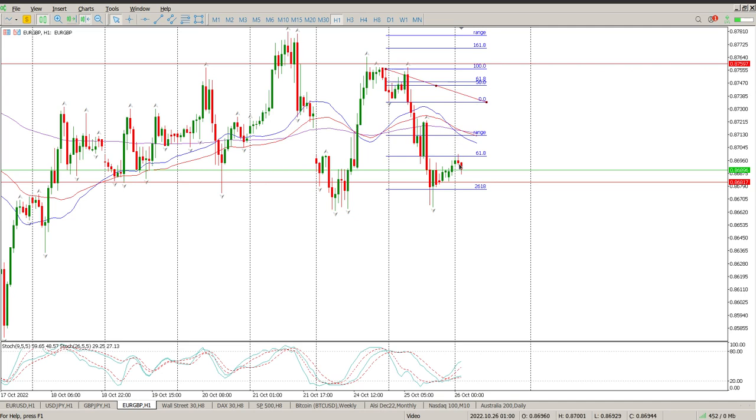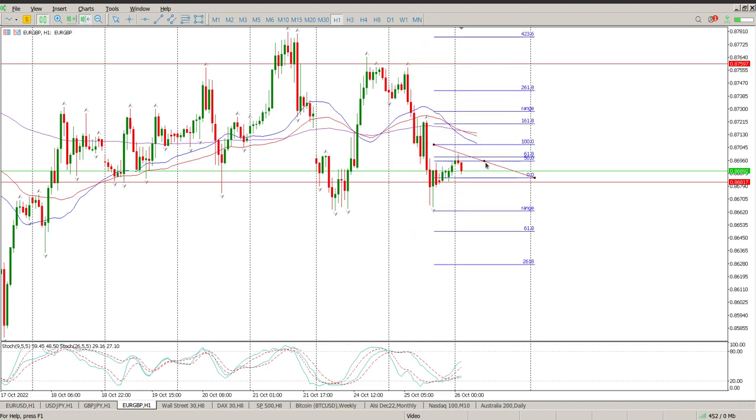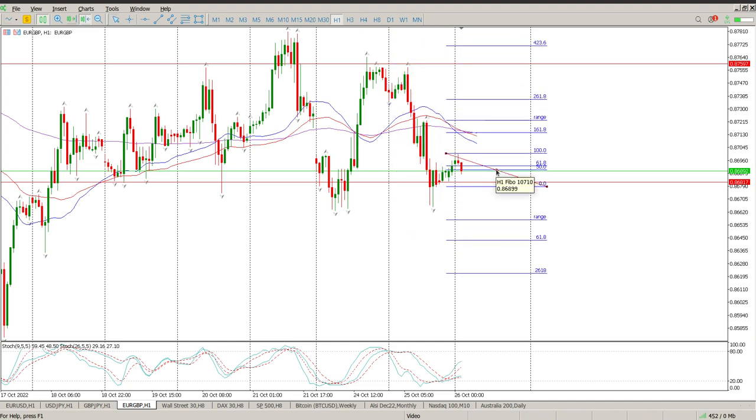There's the range target. There's the 161.8 extension, and there's the 261.8 extension. So basically 3 targets in the day. Don't always get that. Often you take the range target and then leave a little bit on for the other 2 targets just in case. So for today, similar kind of setup, I would say something like that, and then a continuation to the downside.